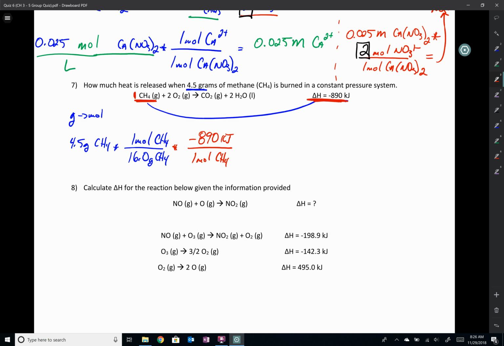In this example that we're doing, the balanced equation only has 1 mole of methane. If it was 2 or 3 or whatever, we'd have to change that appropriately. But in this case, it's just 1. And if we do this, I got it to be about 250 kilojoules. So grams into moles, and then in red, we use our stoichiometric ratio to figure out how much heat is released from 4.5 grams.